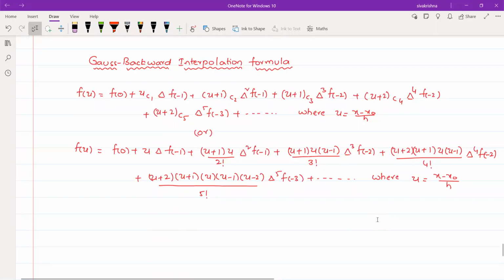Hello students, today I am going to prove the theorem, the Gauss backward interpolation formula.